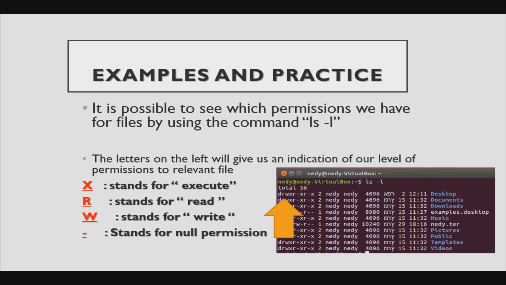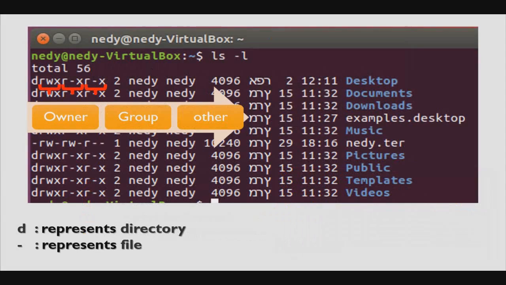If we want to see what permissions the file has, we can use the command ls -l. The letters on the left side in the terminal will indicate what the permissions are for the current file. X stands for execute, which allows us to run the file, application, or whatever you want. R stands for read, W stands for write, and the dash stands for no permissions at all for the current user. Now let's look at this example from my Ubuntu machine.